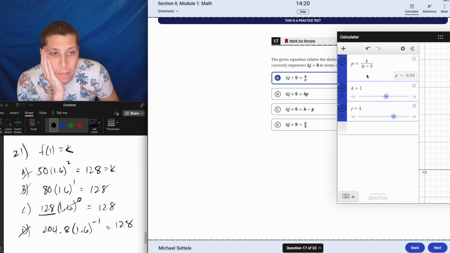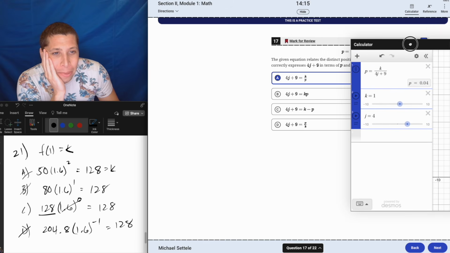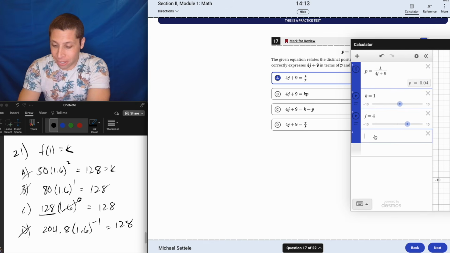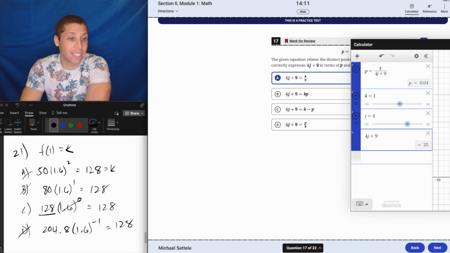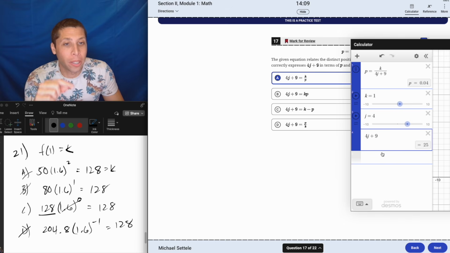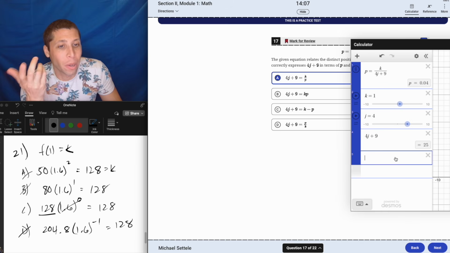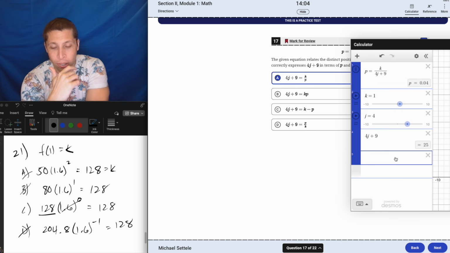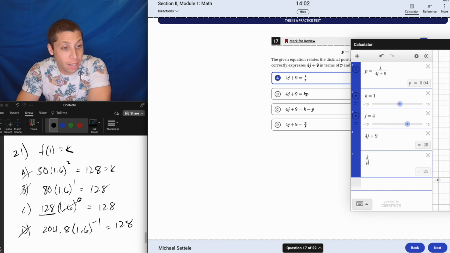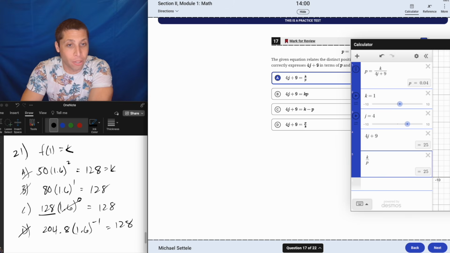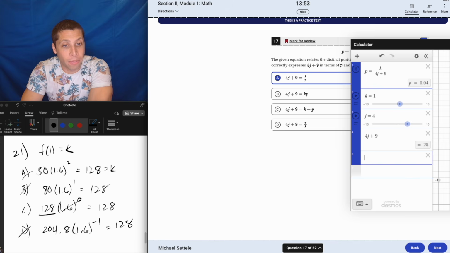So what am I doing? 4J plus 9, we can do that. So 4J plus 9 is 25. And we need to express 4J plus 9, so we have to get 25 using K's and P's. So what if I just did K divided by P? There's my answer, right? So 25. So that's choice A, giving me the same value. What if I did K times P? Nope, no good, right? It's got to be 25. K minus P. Nope, no good. P divided by K. Nope, no good, right?